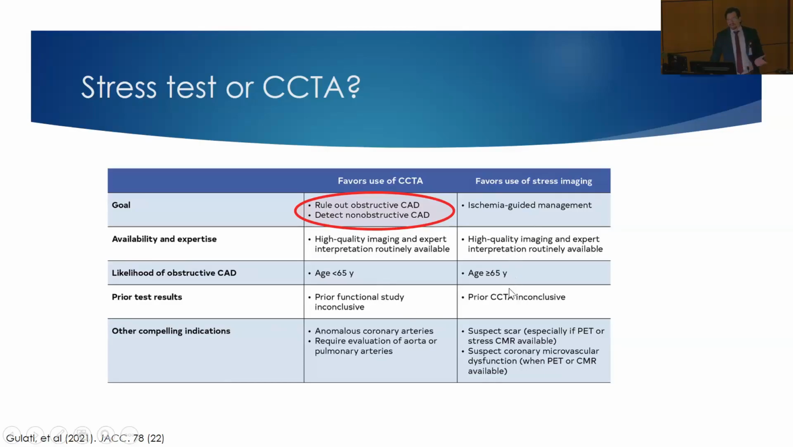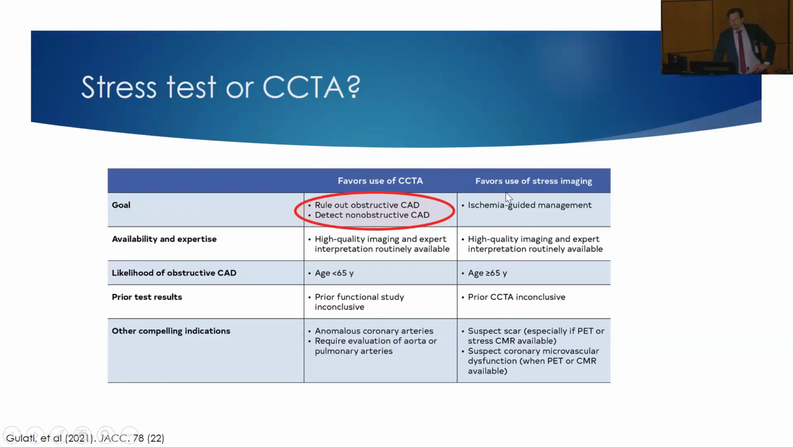Or on the flip side, you can do a stress test if your cardiac CT wasn't conclusive, or you felt like there's a lot of calcium there that overestimated the presence of plaque, and you don't want to quite send them to a heart cath. So let's see if those lesions are ischemic and do a stress test. And then you can check also for anomalous coronary arteries. You can also see the aorta and the pulmonary arteries very well.